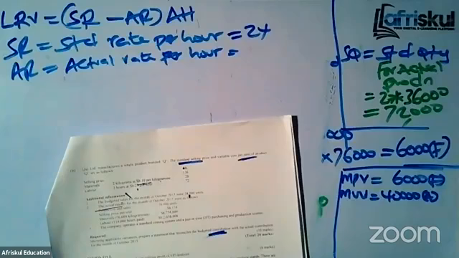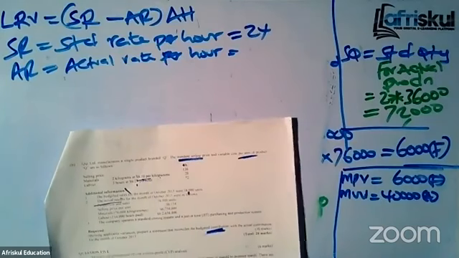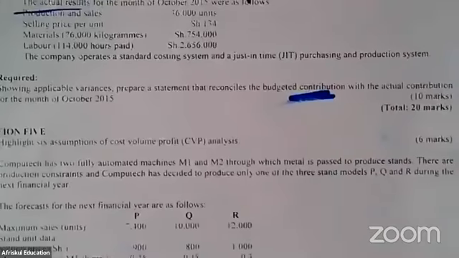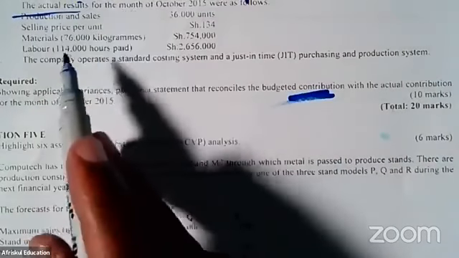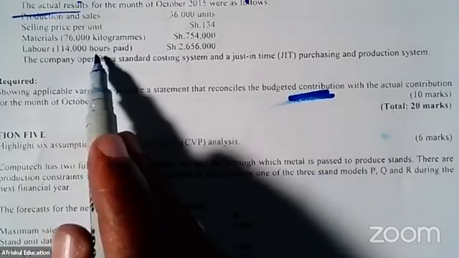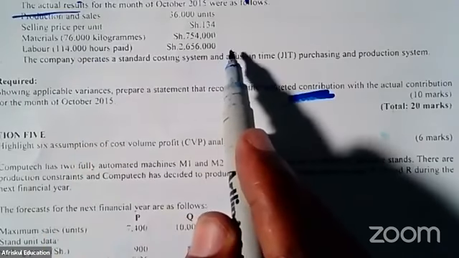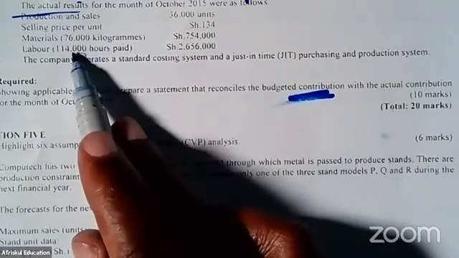And then we have AR, which is the actual rate per hour. Go to the actual information. What do we have? We have our actual results. You can see under labor, we paid 56,000 for this number of hours.